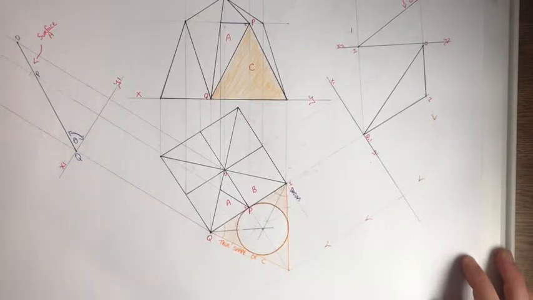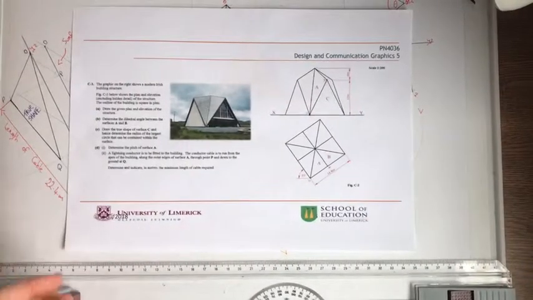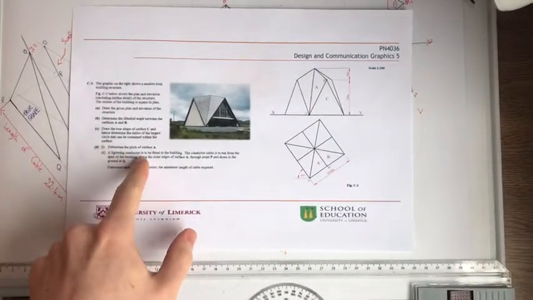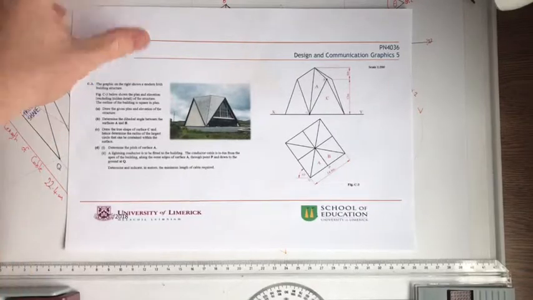So I just have it labelled as theta here, but that's the pitch of surface A to the x1, y1 line. So what I'm going to do now is just move on to part 2 of D, and I'm going to solve it first and then explain it, because that's what I think the best method will be to explain how to do it. As we can see, what the second part asks us to do was, a lightning conductor is to be fitted to the building. The conductor cable is to run from the apex of the building along the outer edges of surface A through point P and down to the ground Q, and determine and indicate in meters the length of this cable.